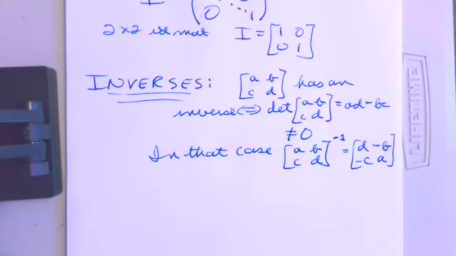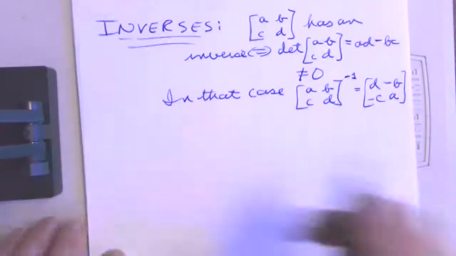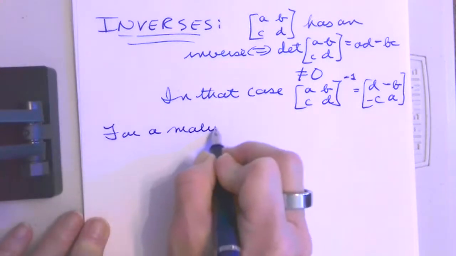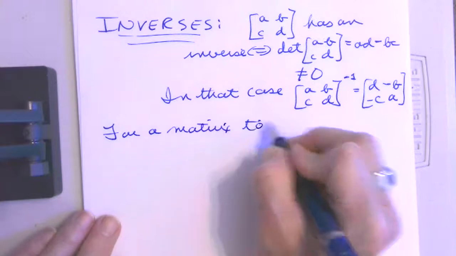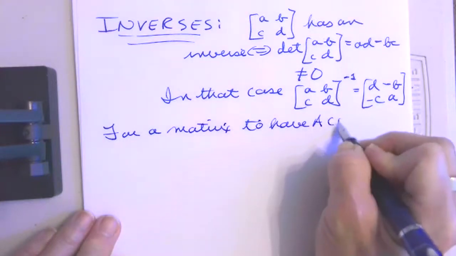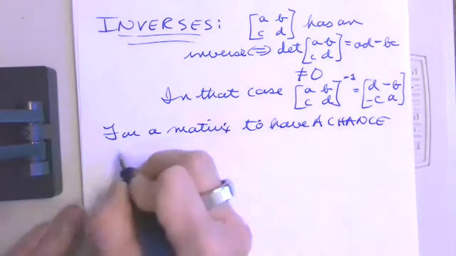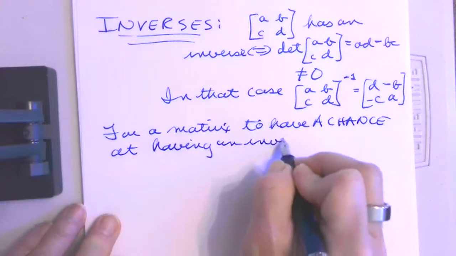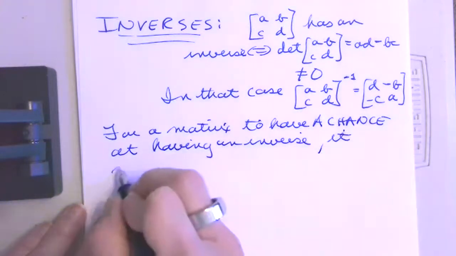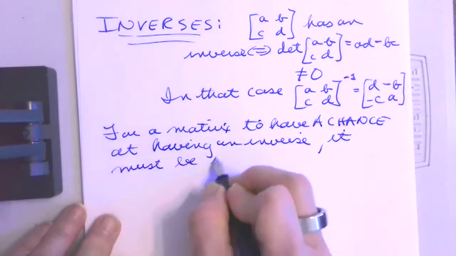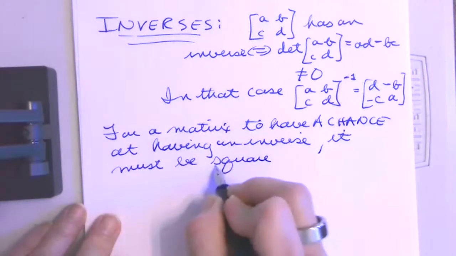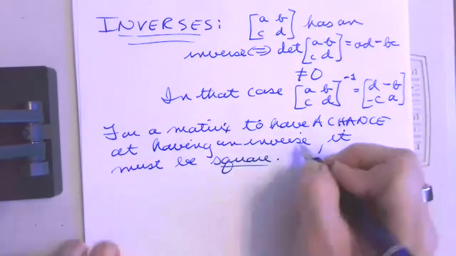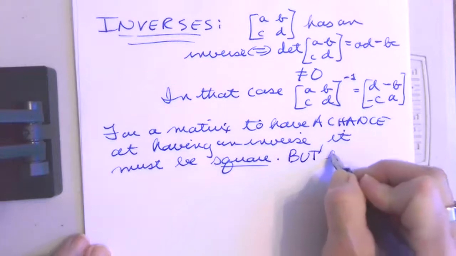Now what if it's bigger than that? For larger matrices, for a matrix to have a chance at having an inverse, it must be square. So 1 by 1, 2 by 2, 3 by 3, 4 by 4, square matrix, okay? But not every square matrix has an inverse.